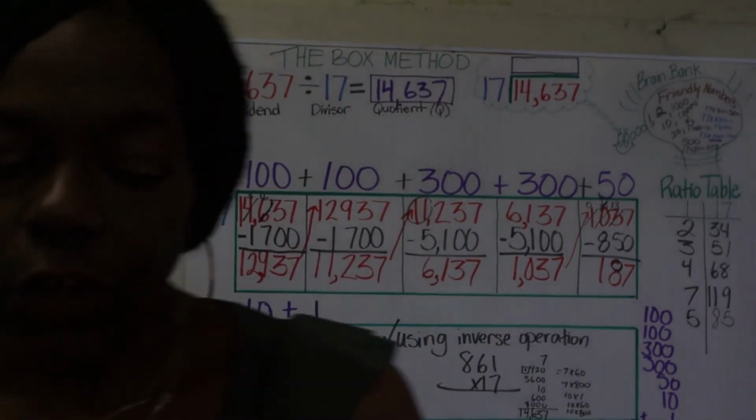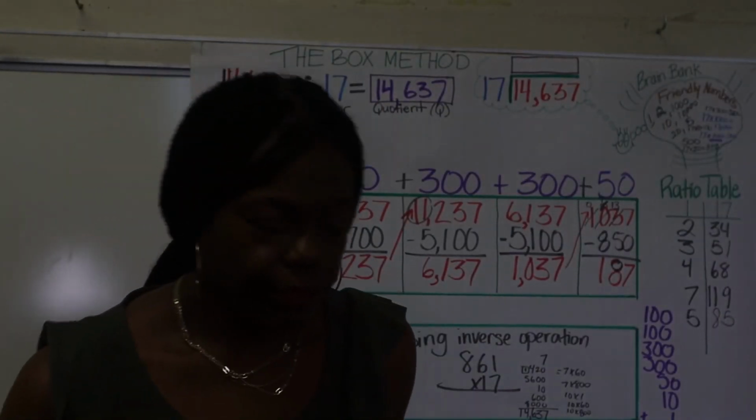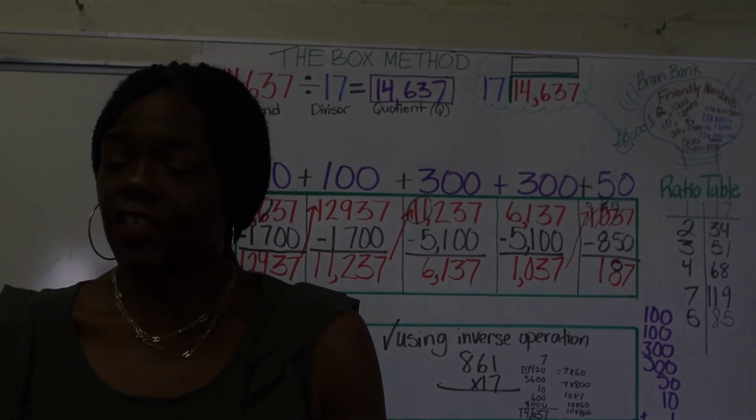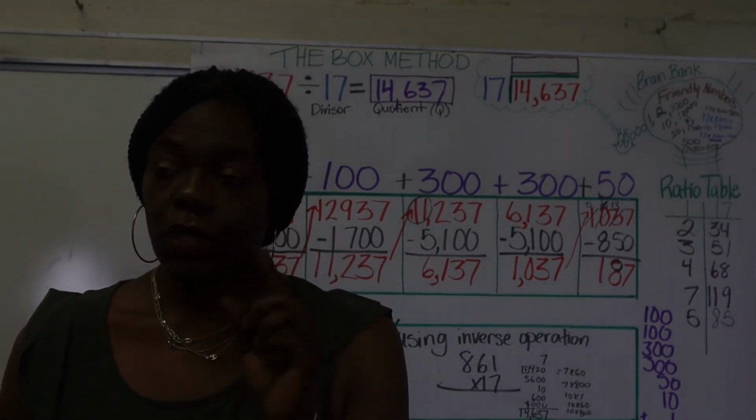All right, so math is cat. Hands and eyes. Feet check in. 5, 4, 3, 2, 1.